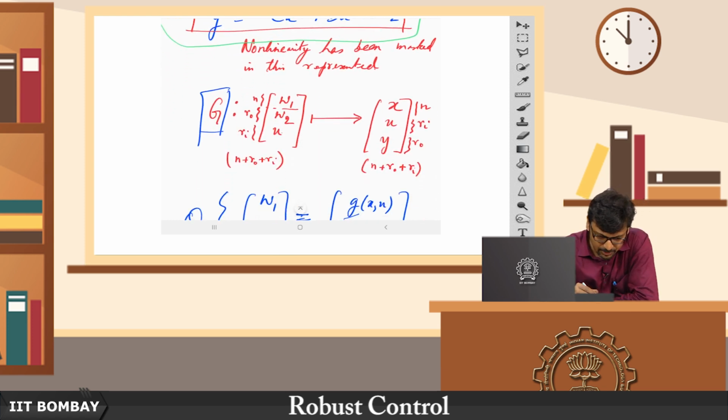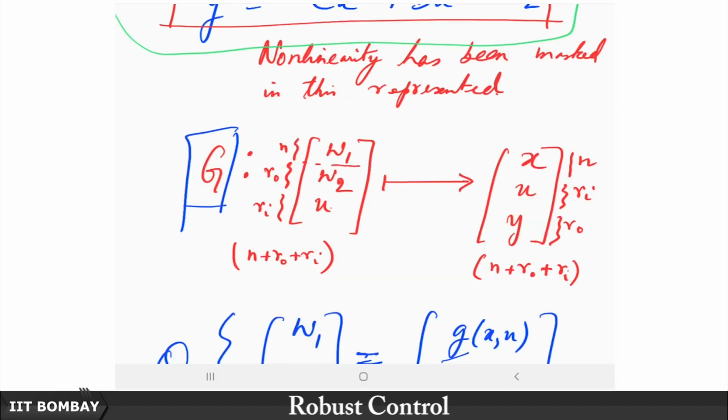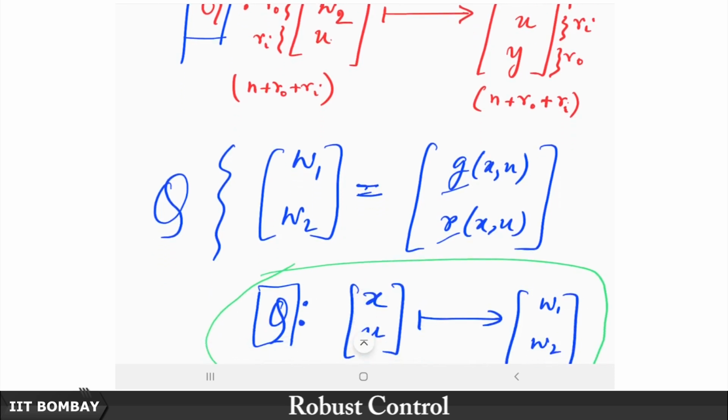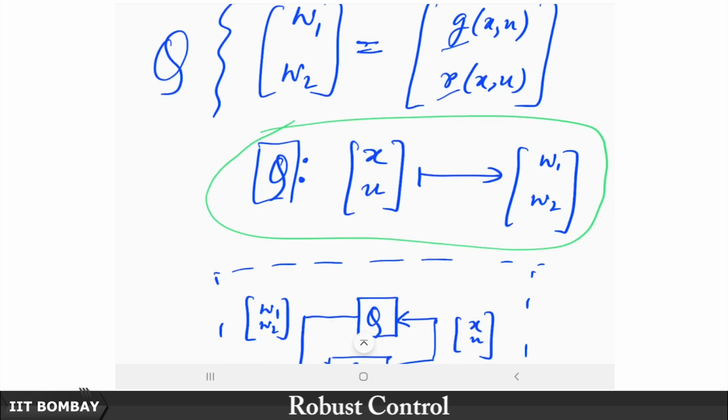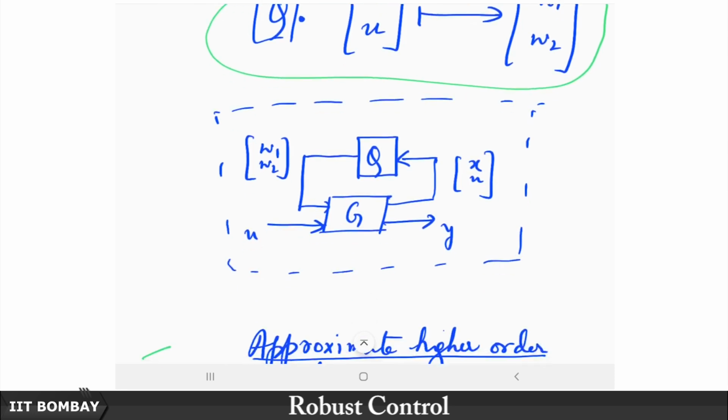And then we saw that this G happened to be a linear map from a set of signals like W1, W2 and U to another set of signals such as X, U and Y. Of course, in control theory we call X the states, U the input, Y the output. And then we saw that this Q part became a static nonlinear map from X and U to W1 and W2. So, it ingested the signals X and U and mapped them to W1 and W2, which were nonlinear functions of this X and U given by G and R, as you can see here. So, this was the first example.